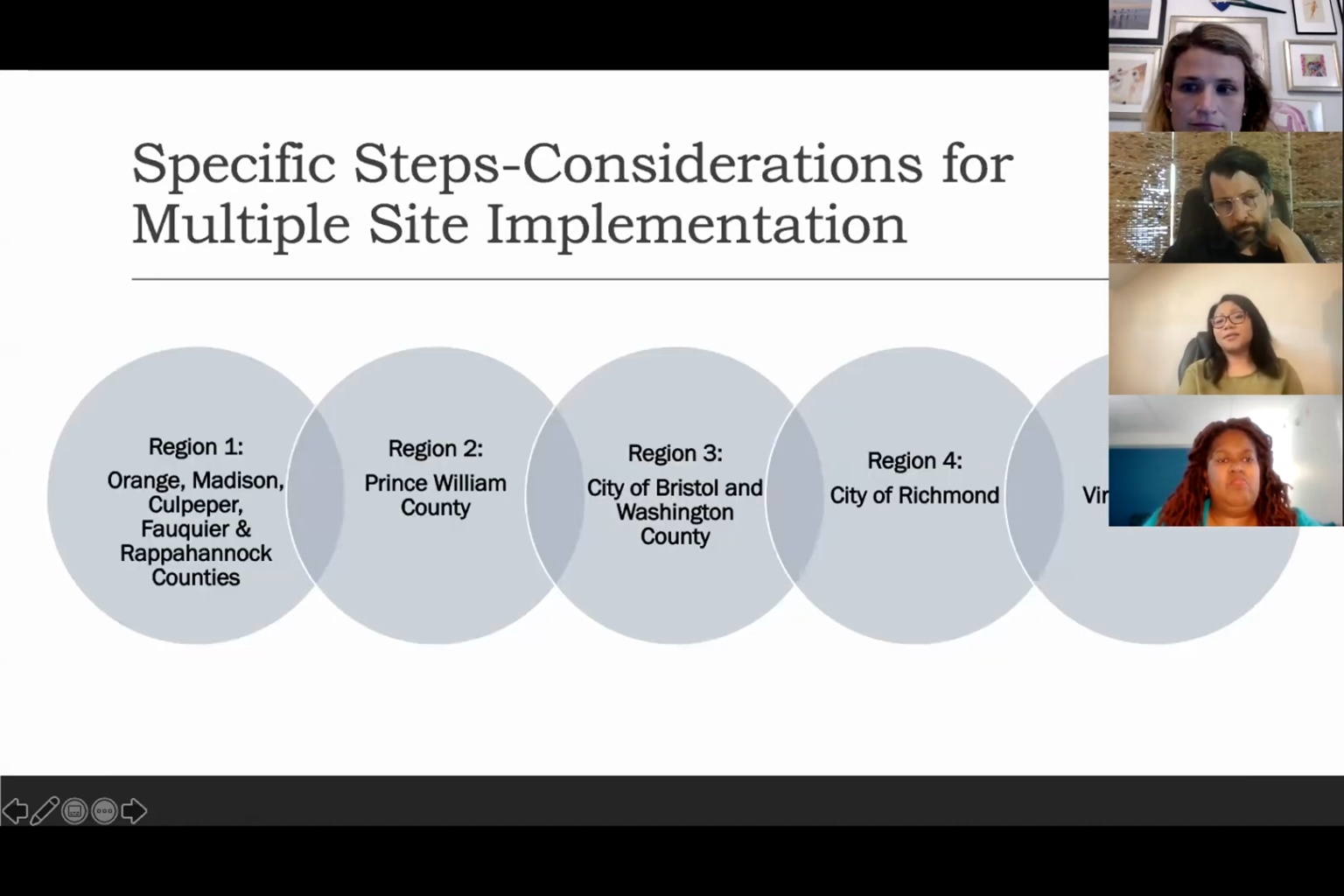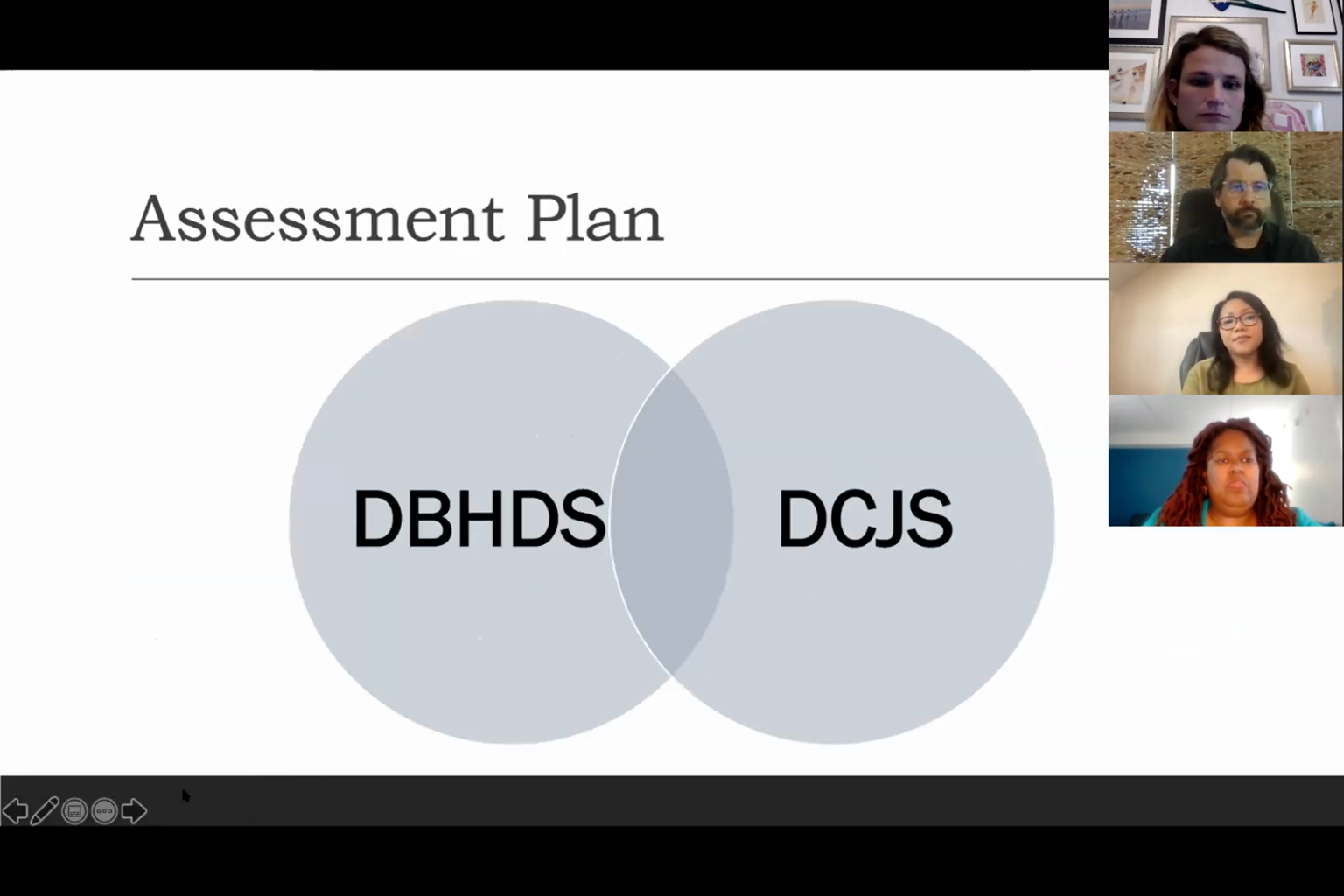Considerations for multiple site implementation must also be made. Here are the first 5 regions for implementation. As previously stated, geography is a big factor as well. And then, of course, we know that there will be an assessment plan conducted by DBHDS and DCJS.